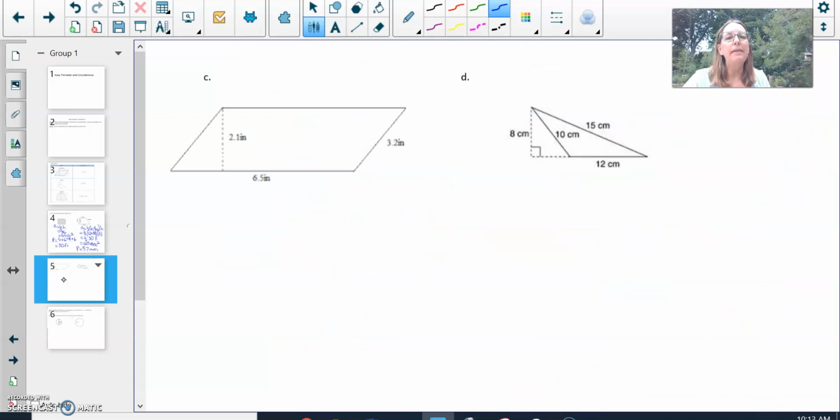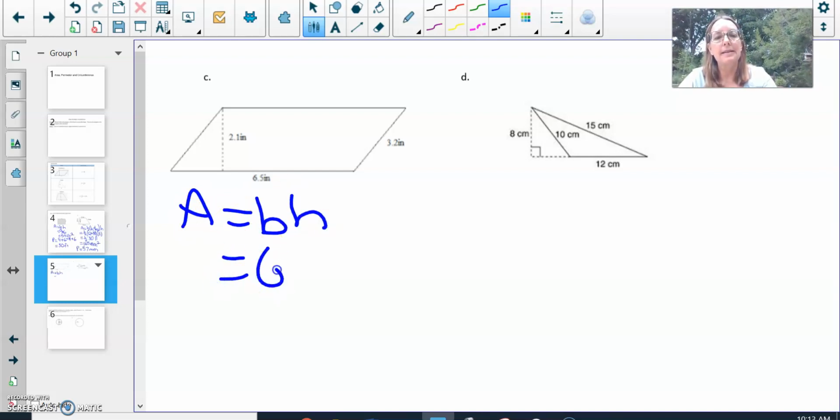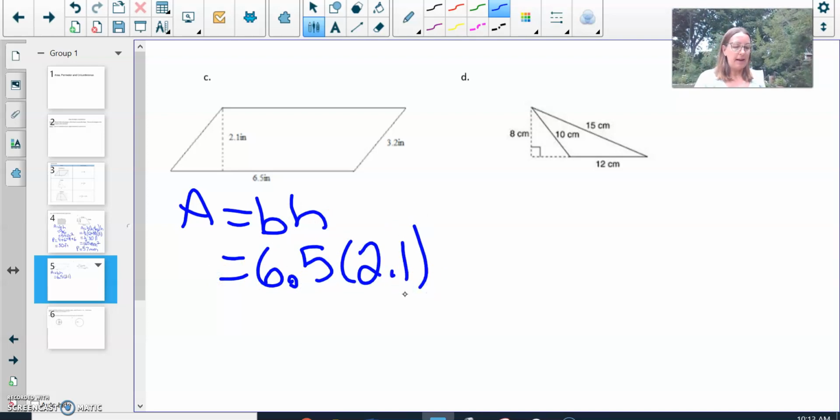Our next example, a parallelogram. So for area, it would be base times height. The base is 6.5. The height is 2 1/10. So I multiply that out. I'm getting 13 6500 inches squared.